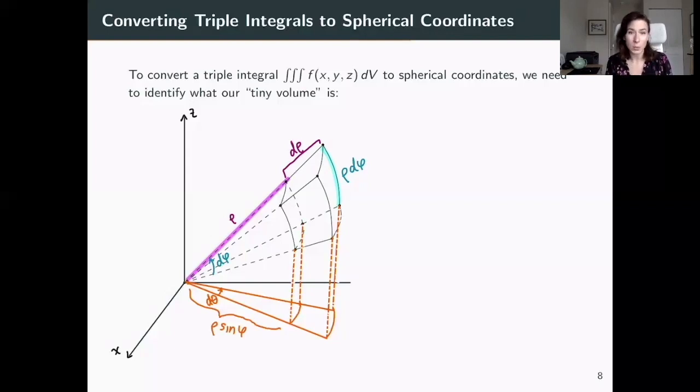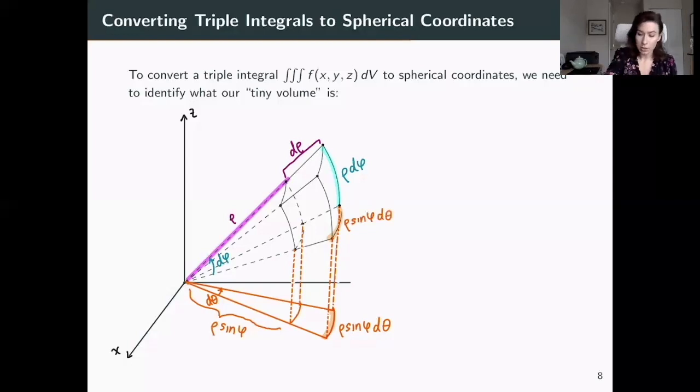Now that we have that as rho sine of phi, we can figure out that the length here, just like we found the length here, is going to be equivalent to rho sine phi times d theta. And at this point, we're able to set up what our tiny volume is. Note that the distance here is exactly the same as the distance here. So we can mark these as the same, noting that that is going to be rho sine of phi d theta.